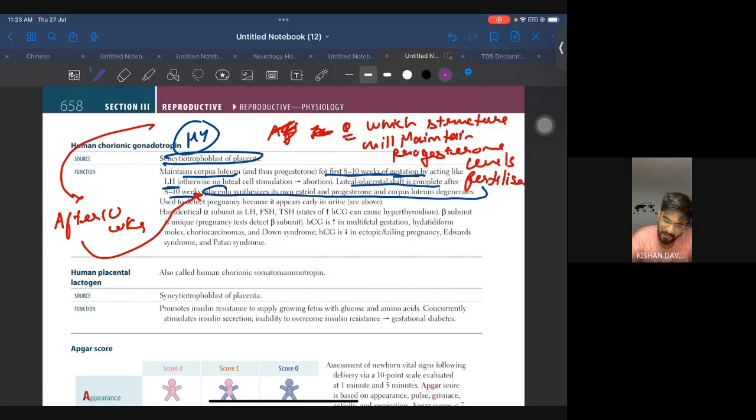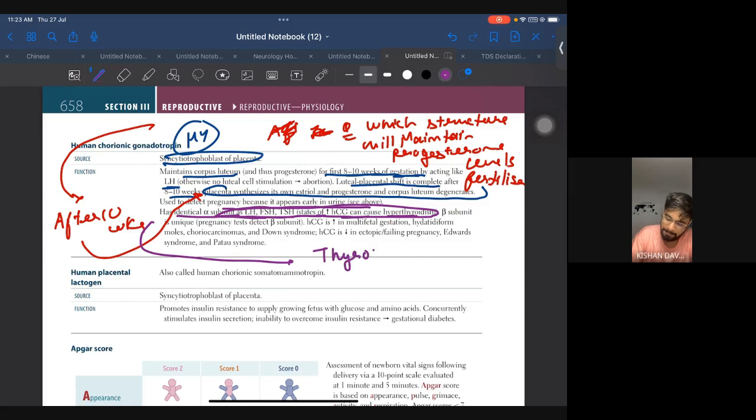Moving ahead, it is used to detect pregnancy because it appears in urine. Okay, it has an identical alpha subunit as LH, FSH, and TSH. States of increased HCG can cause hyperthyroidism. Now, remember one thing: if they are talking about thyroid hormone, in the question they will ask what other hormones can increase or decrease with thyroid hormone changes, and options will be so many hormones, and even HCG will be given.